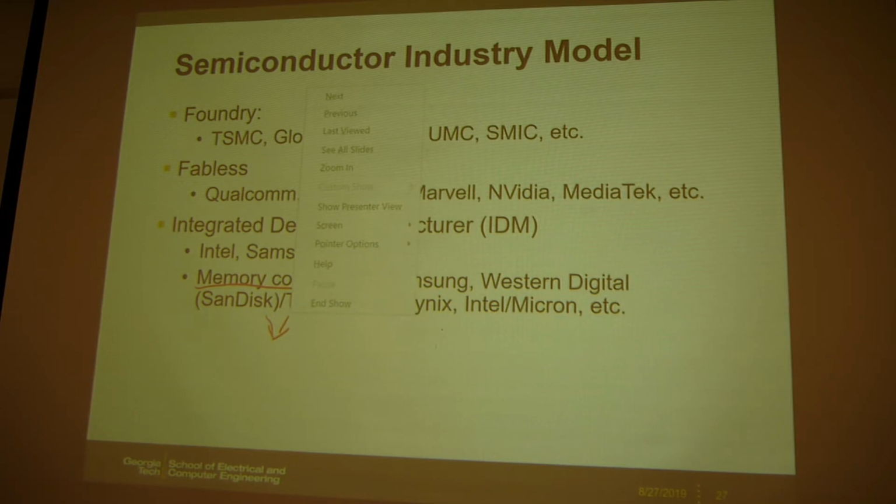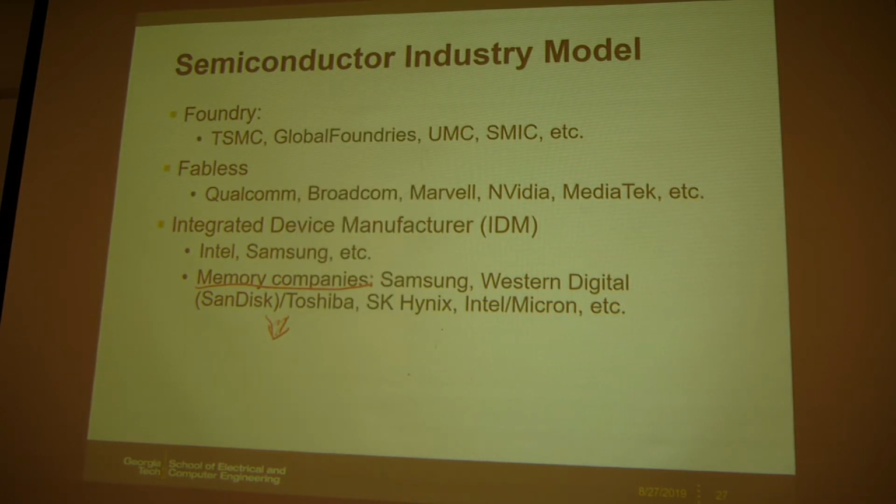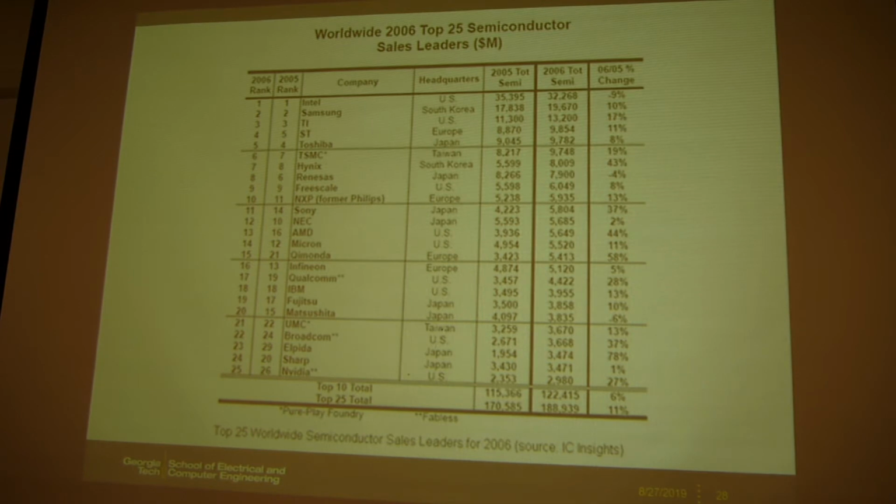And then let's look at some of the historical trend for the industry. I like to see this kind of table every year. This is the ranking in terms of revenue for the top 20 or top 25 semiconductor companies. And here this is back in 2006.